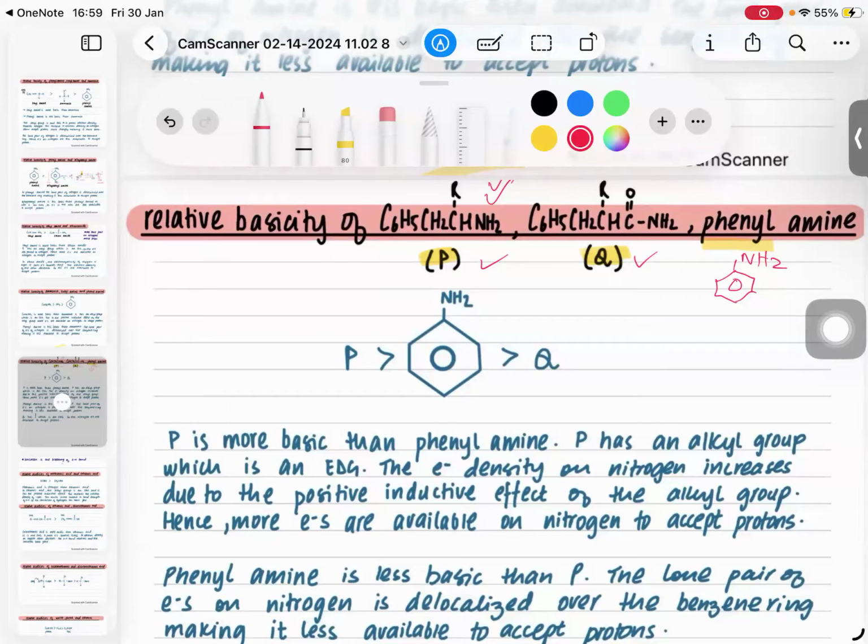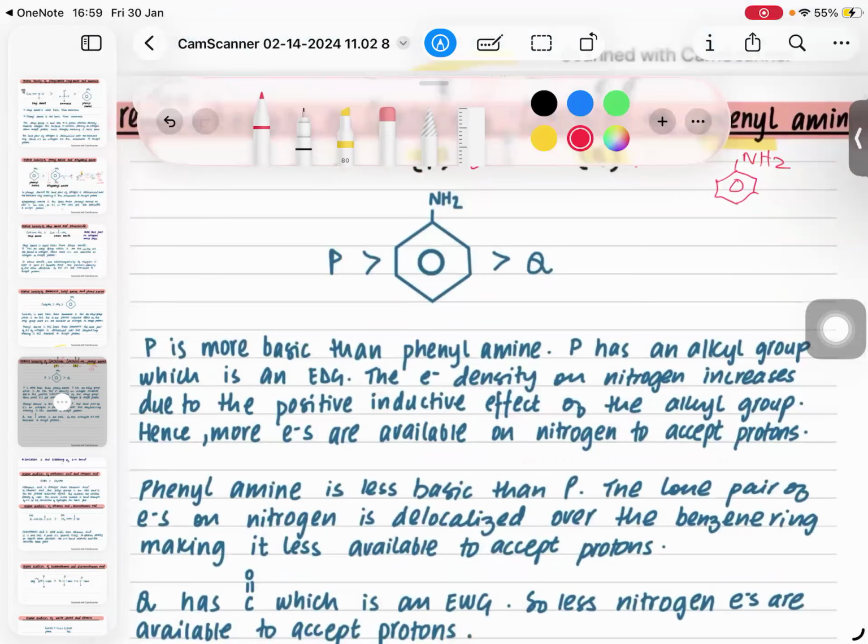Why? P has an alkyl group, which is an EDG, electron donating group. The electron density on the nitrogen increases due to the positive inductive effect of the alkyl group. Hence, more electrons are available for the nitrogen to accept. On the other hand, in phenylamine, it goes the other way around. It pulls the electrons away, so phenylamine is less basic. The lone pair of electrons on nitrogen is delocalized over the benzene ring, making it less available.